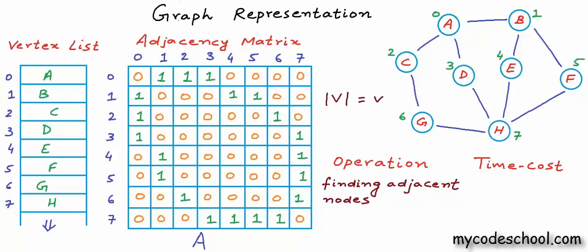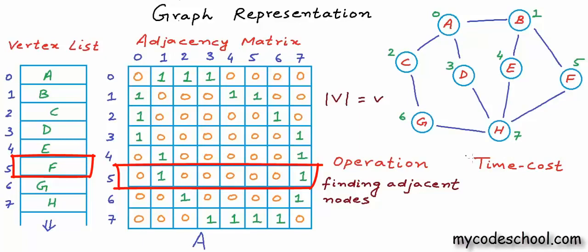If we are given the name of a node, then we first need to know its index. And to know the index, we will have to scan the vertex list. There is no other way. Once we figure out the index, like for F, index is 5, then we can go to the row with that index in the adjacency matrix, and we can scan this complete row to find all the adjacent nodes.